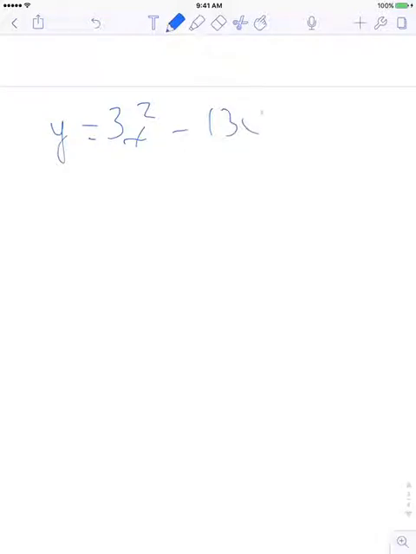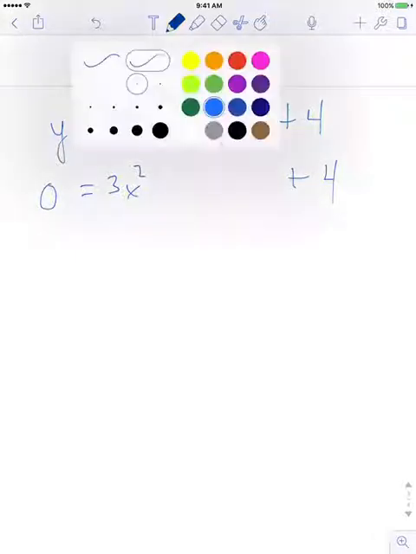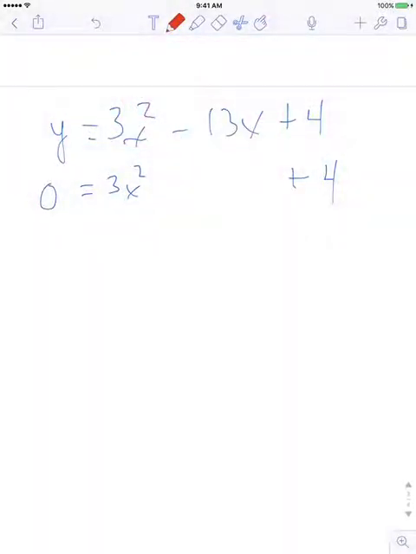The last equation I'm going to do is y is equal to 3x squared minus 13x plus 4. Again, we let y value equal 0. We have our 3x squared right here, and we have our plus 4 right here. So therefore, we're going to do our product and sum. In this case, 3 times 4 is 12. So that's our product. Our sum is going to be negative 13.